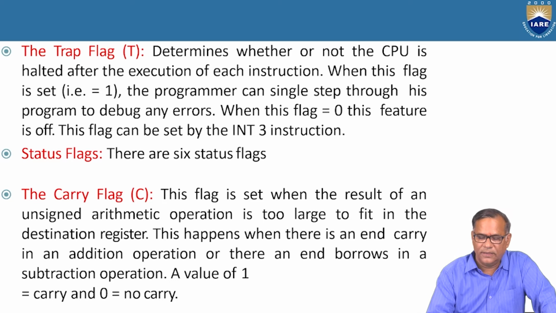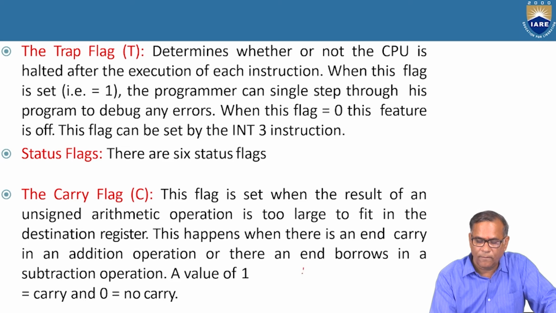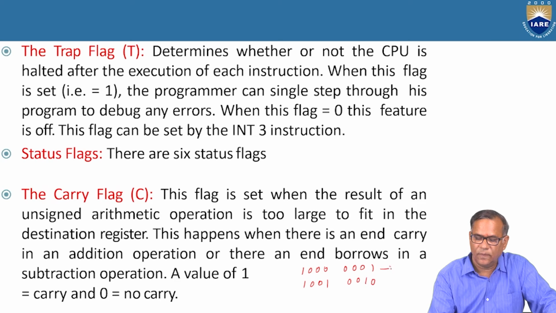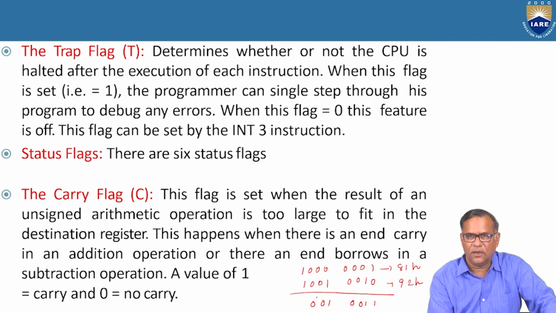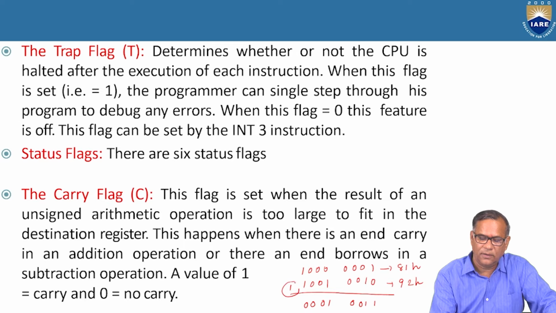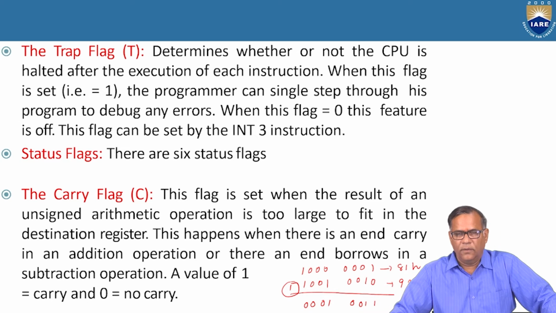Now, for example, let us take an 8-bit operation like this: 1, 0, 0, 0, 0, 0, 0, 1. Then let us add this to 1, 0, 0, 1, 0, 0, 1, 0. So what is this? This is 81H. And this is 92H. Once you do the addition of this, you get 1, 0, 0, 1, 0, 0, 1, 1. The MSBs are 1 and 1, so you get 0 and then a carry 1. So there is an overflow from the most significant bit. This activates the carry flag.